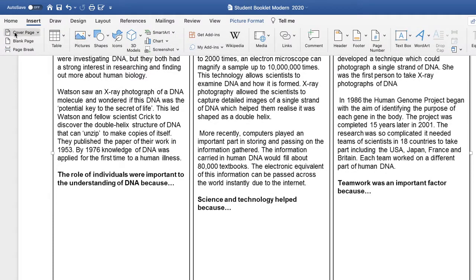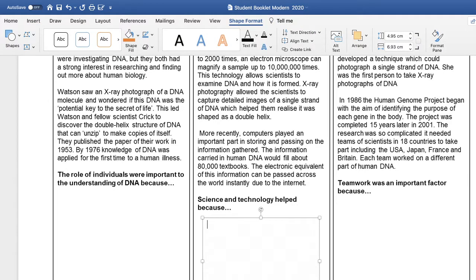More recently, computers played an important part in storing and passing on information gathered. The information carried in human DNA would fill about 80,000 textbooks. The electronic equivalent of this information can be passed across the world instantly due to the internet.